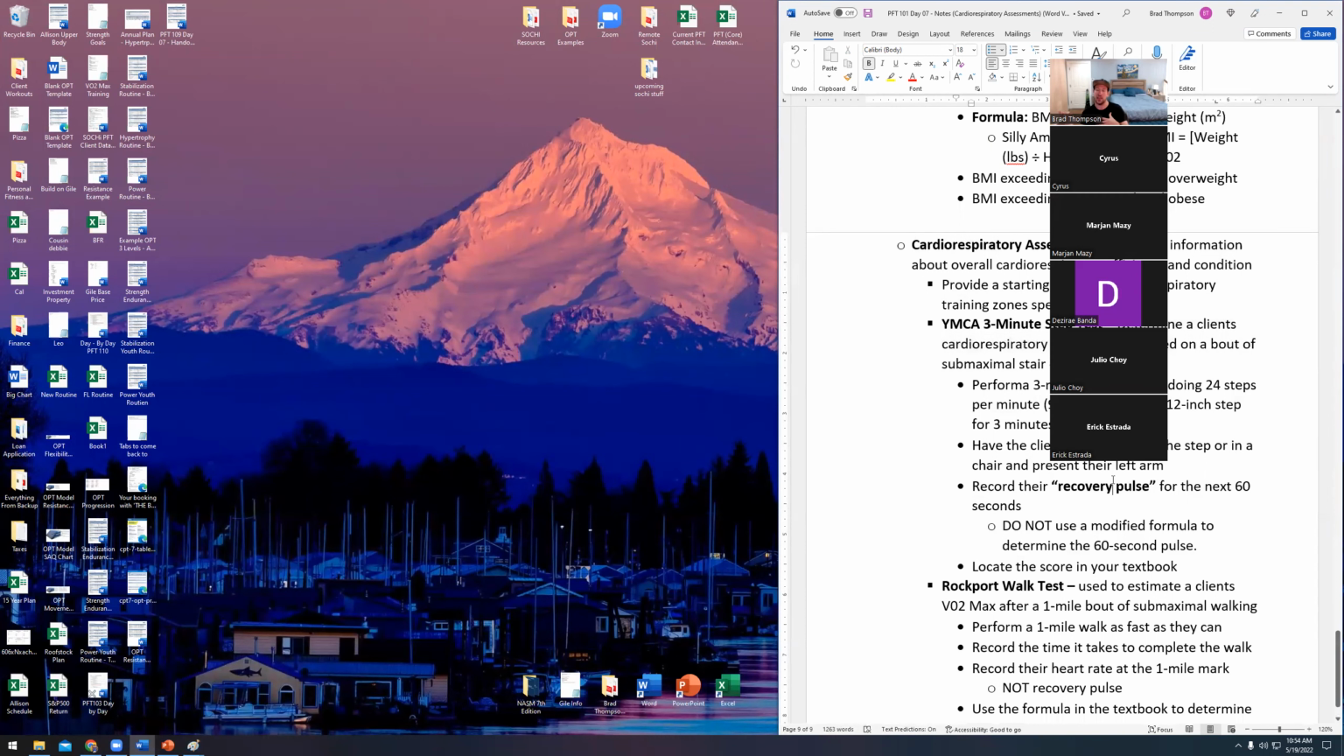Or you need to know what the heart rate max formula is, 220 minus your age, or what the BMI formula is, weight in kilograms divided by height in meters squared, right? There's going to be different questions on the final related to these various pieces of information. A lot of times they're definitions, right? But what I want you guys to know is how to do these things and why we use them for our clients, right?